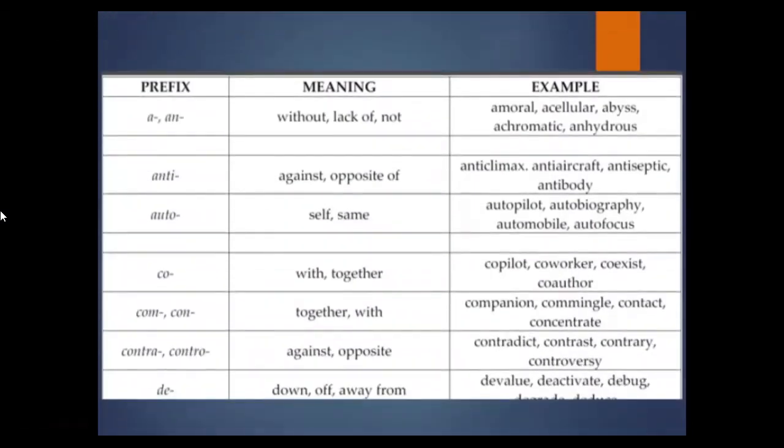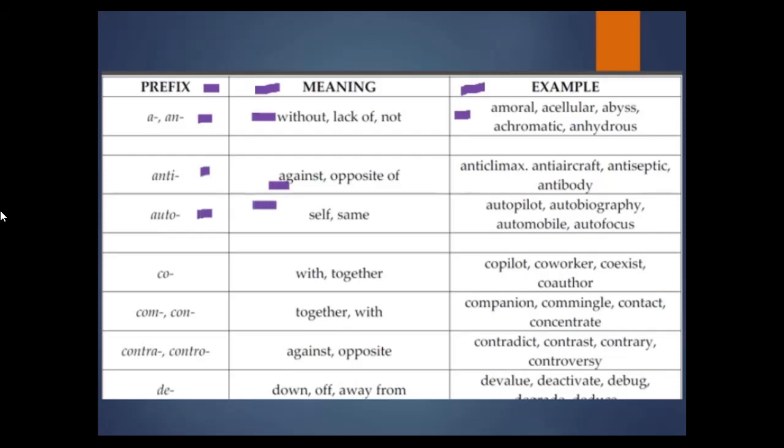Now it is the chance for prefixes. Again, we have the prefix, its meaning, and some examples. We have a-, an-, they mean without, lack of, not. And they can be found in words like amoral, acellular, atheist, achromatic, and anhydrous. Then we have anti-, it means against or opposite of: anticlimax, anti-aircraft, antiseptic, and antibody.